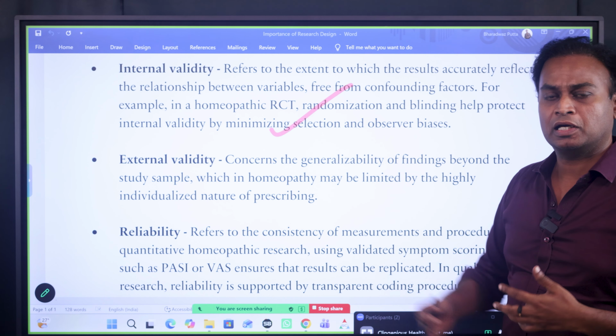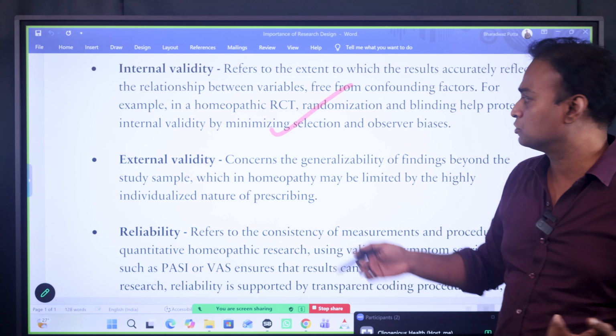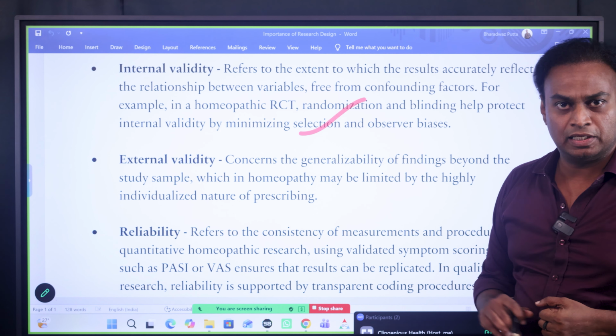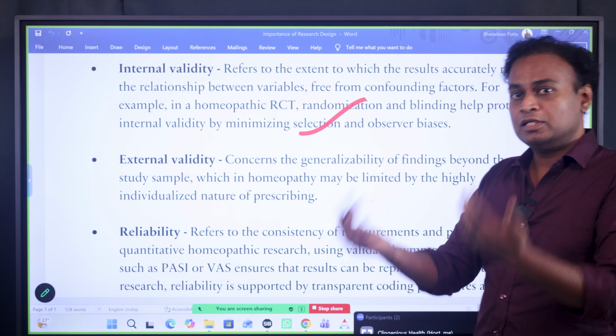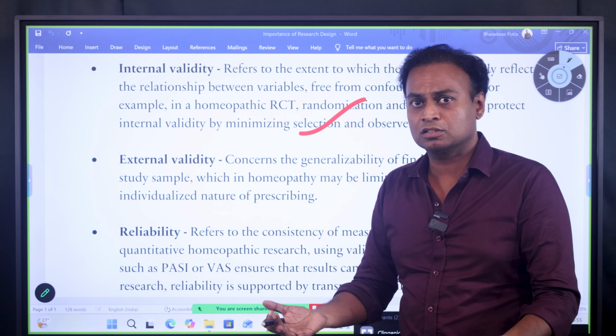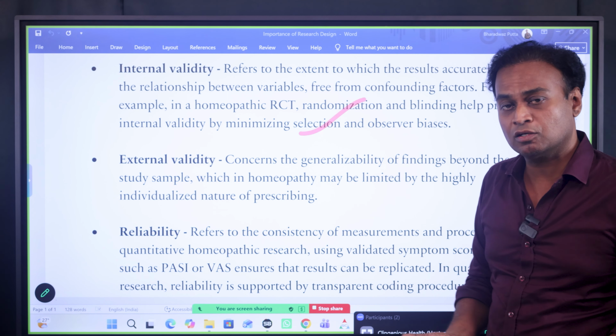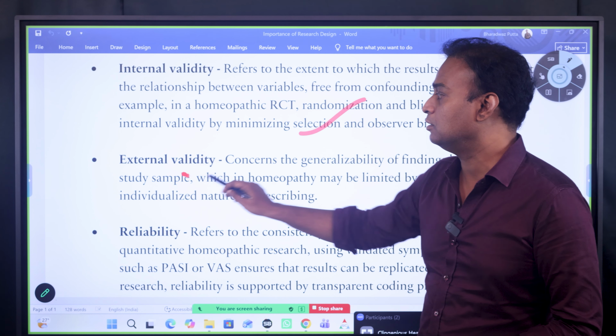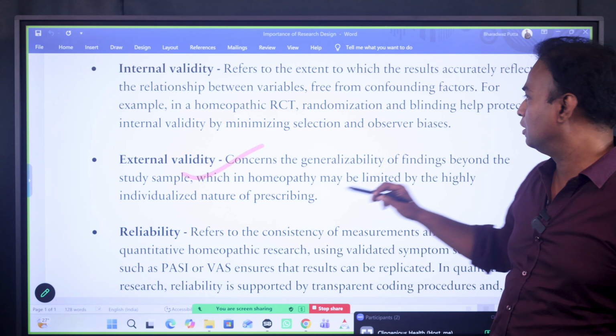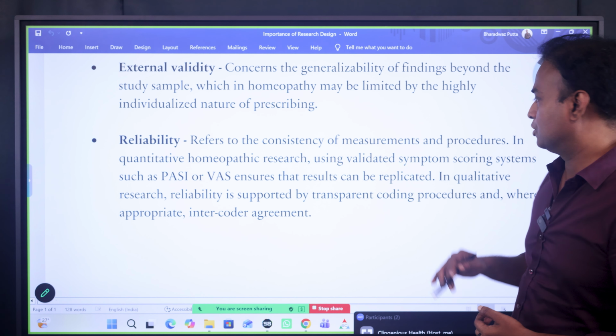So internally you have collected all the data, you have collected all the reports, you have done it perfectly. That is internal validity. Once you have released it to the outside, if other doctors are able to use it and get results out of it, then that is external validity. You need to have both internal and external validity for research.